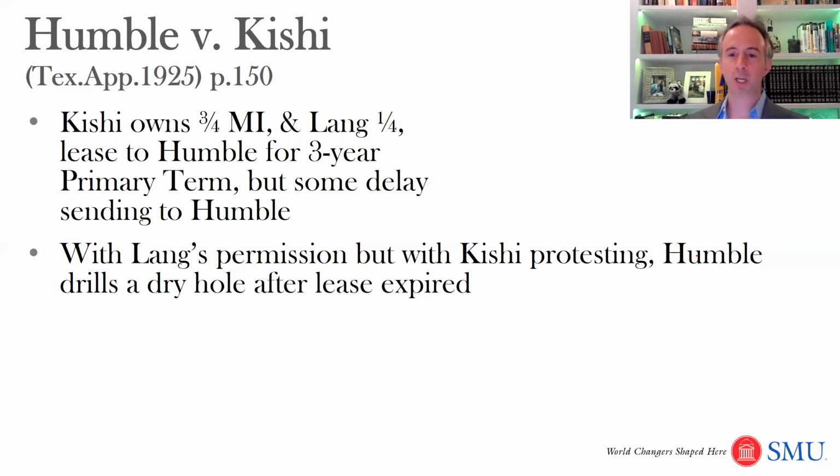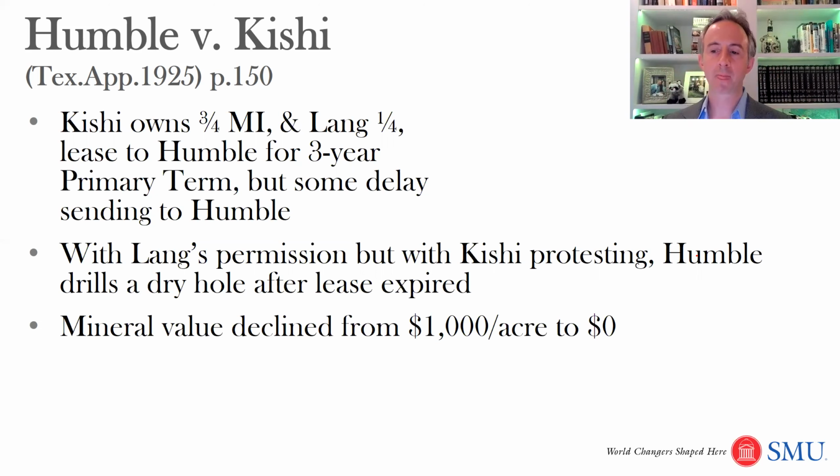So with Lang's permission, but Kishi's protesting, Humble drills a dry hole, and it turns out the court says ultimately the lease had expired. Humble said, well, there's a delay in getting this lease, it should extend a little bit longer. The court says, no, the lease had expired, and Humble drills this dry hole. Well, what remedy does Kishi get?